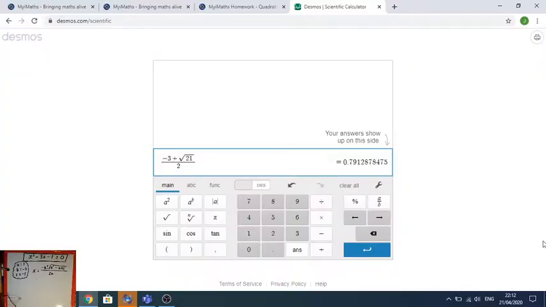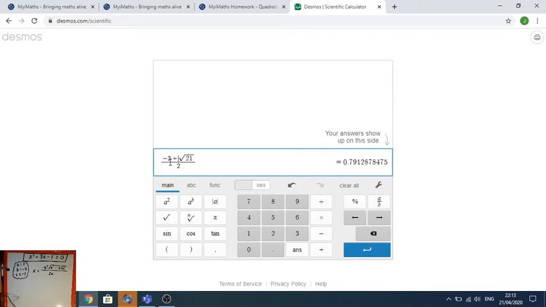So I'm on the mathematical typesetting calculator at desmos.com/scientific, and this allows you to type things in with the proper mathematical typesetting, so they look like they would look if you wrote them on paper. It's got a fraction button, it's got a square root button.